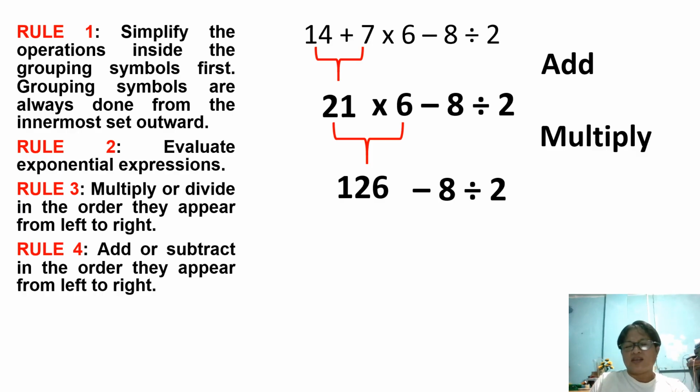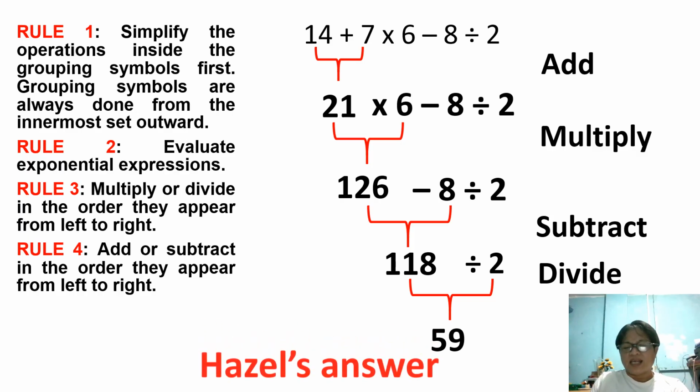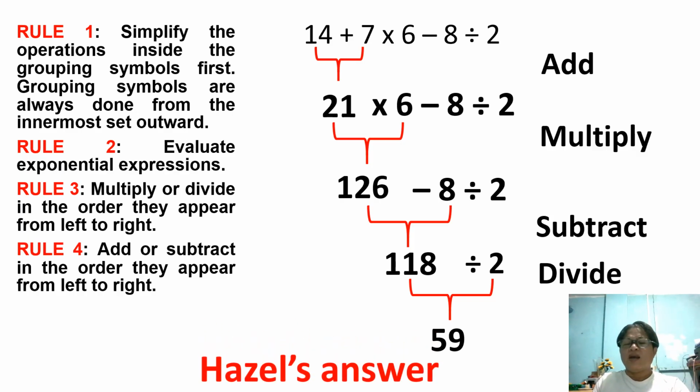And after which, she subtracted 8 from 126, which is equal to 118. And the last one is she divided 118 by 2, which is equal to 59. So, the last answer that Hazel got was what? 59. So, who do you think among the two girls did very well?